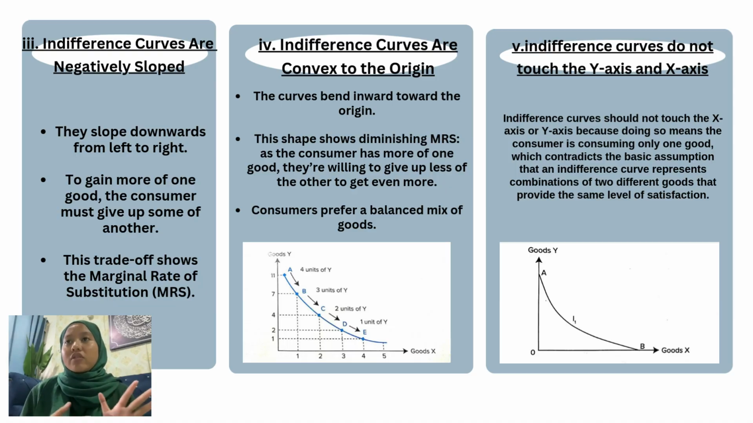For the fifth, indifference curves do not touch the y-axis and x-axis. The indifference curve should not touch the x and y axes because doing so means the consumer has only one good, which contradicts the basic assumption that an indifference curve represents combinations of two different goods that provide the same level of satisfaction.